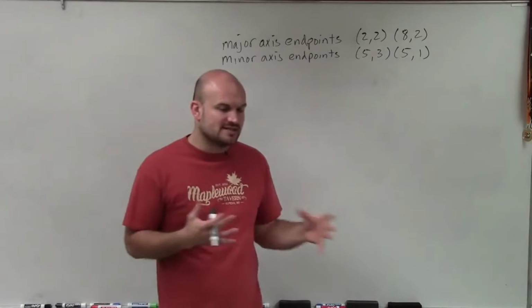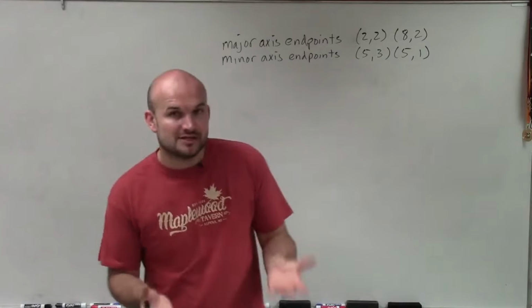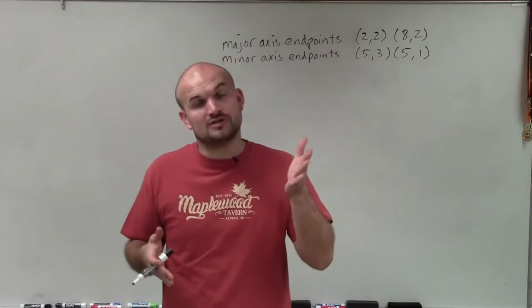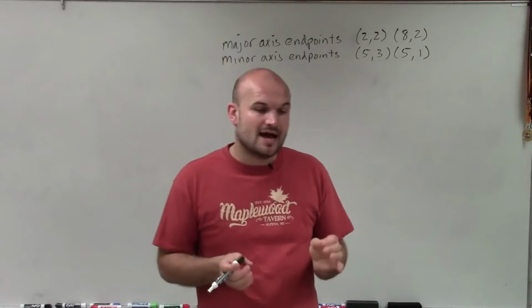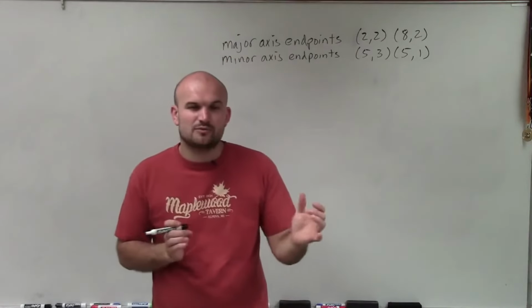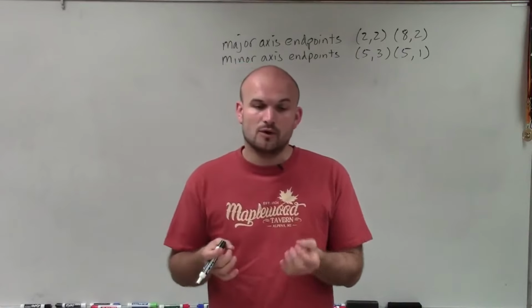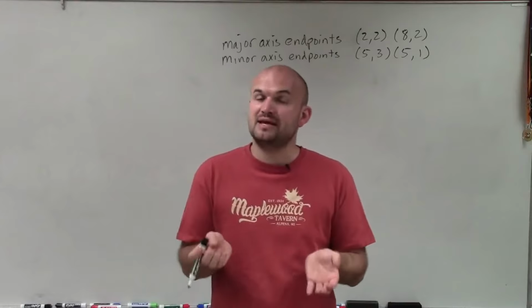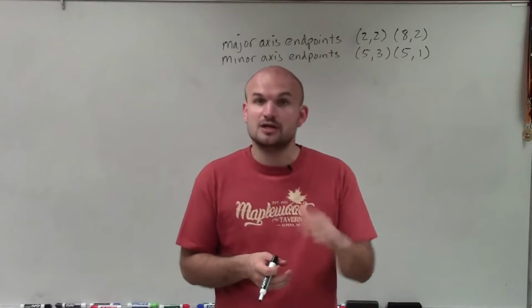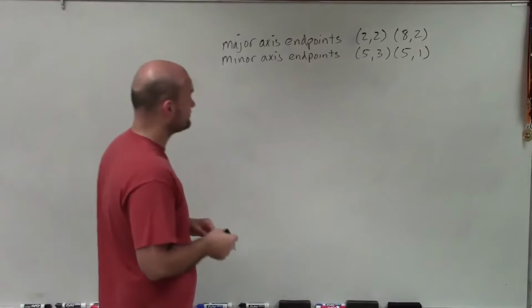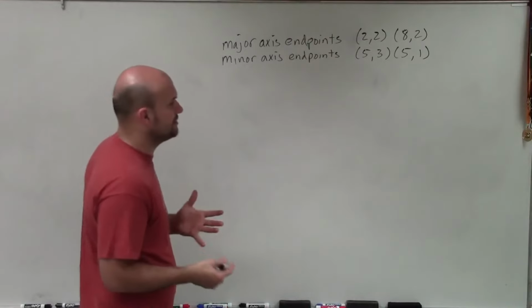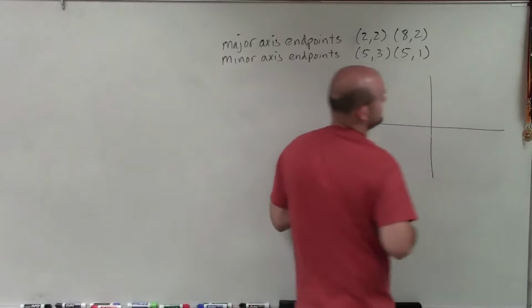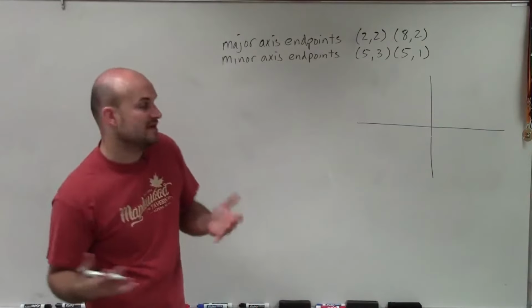Now, the reason why that's important is because remember the major axis, if it's horizontal, is going to produce one type of equation, and if it's vertical, is going to produce a different type of equation. And the difference is really where the values of A and B are going to be, where A represents the distance from the center to a vertex, and B represents the distance from the center to one of the covertices. So what we want to do is first plot this information to help us determine, first, where is the center, and two, what are the values of A and B.